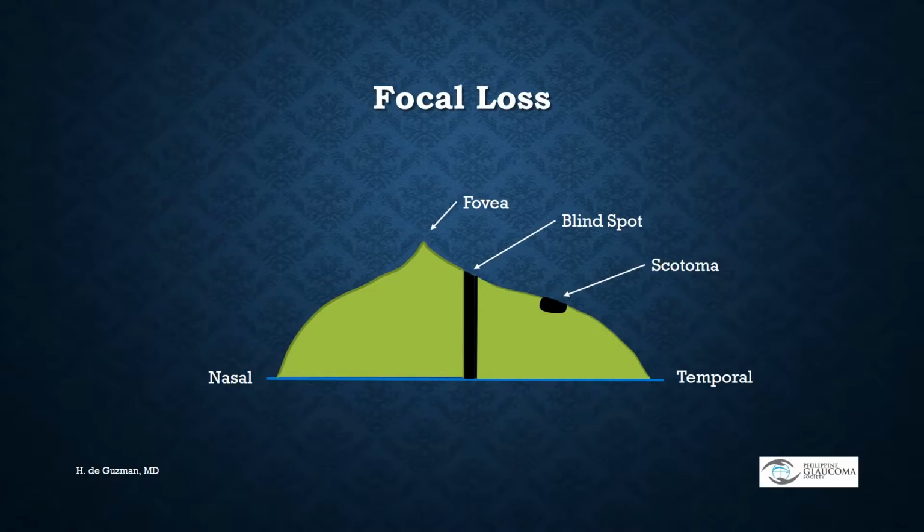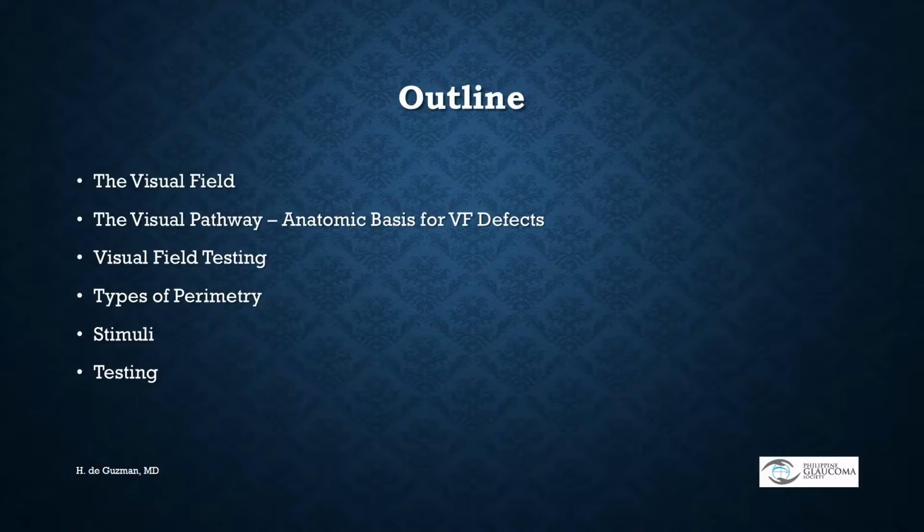On the other hand, focal defects are like pits or potholes on the surface of the island, which is why we tend to use the words shallow or deep to describe visual field defects, the same way we would describe a pothole as being shallow or deep. So we'll go to the next part, which is the visual pathway.